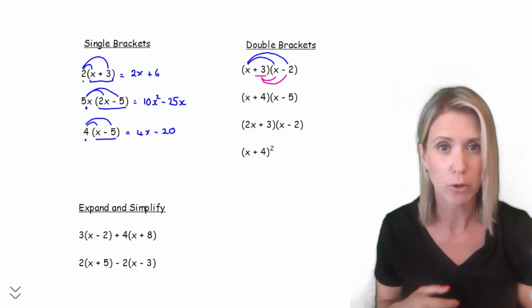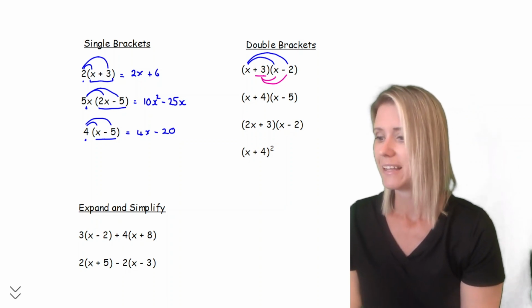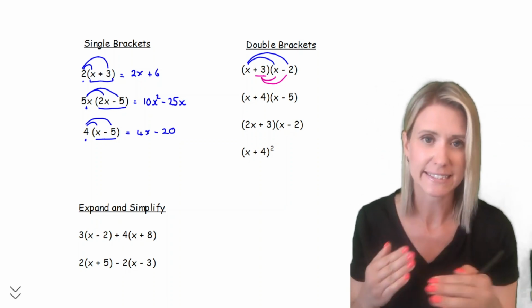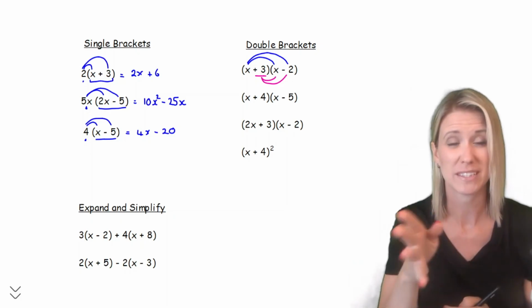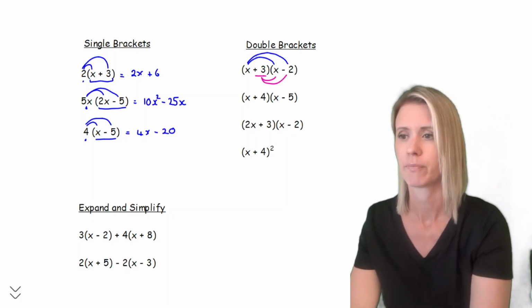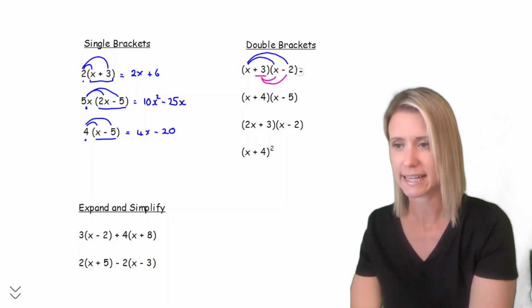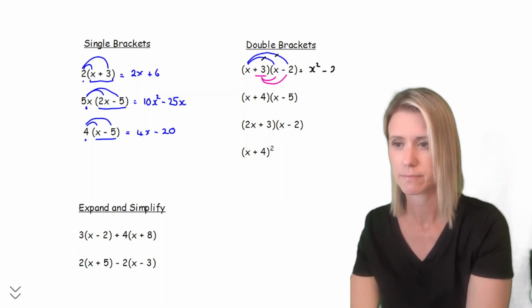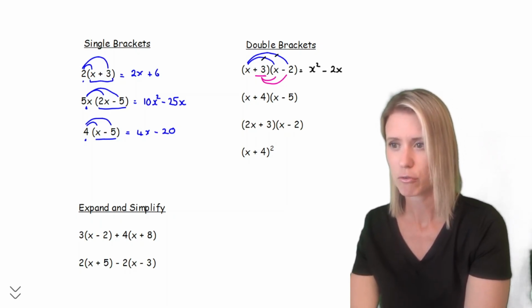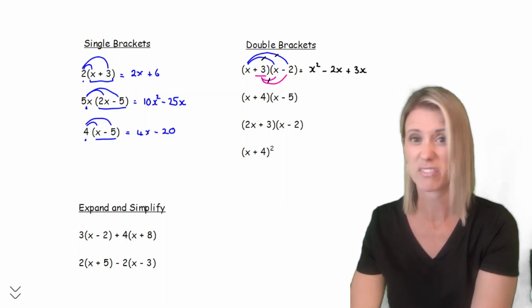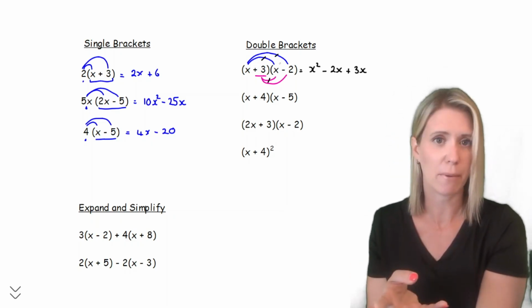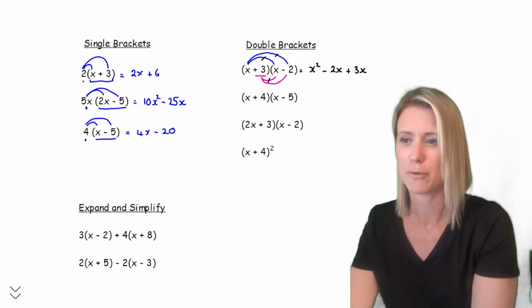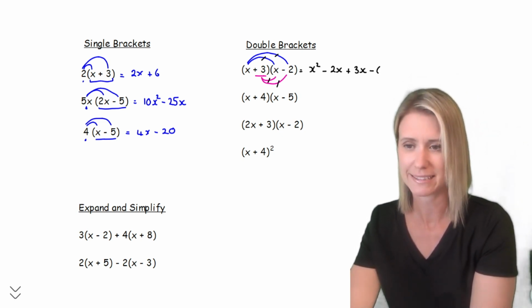So there's 4 multiplications that need to happen here. The order isn't important, but I tend to keep the same order to make sure that we're following the same process and we don't miss one out. X multiplied by x is x squared. X multiplied by negative 2 is minus 2x. 3 multiplied by x is 3x. Now it's a positive 3x because both the 3 and the x are positive. A positive multiplied by a positive is positive. And 3 multiplied by negative 2 is minus 6.